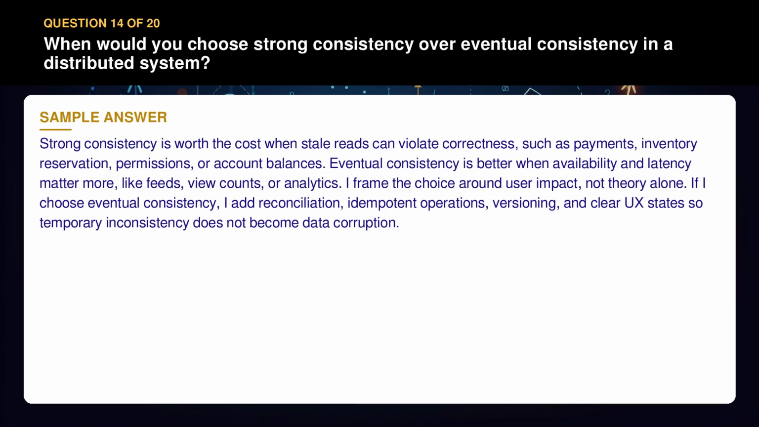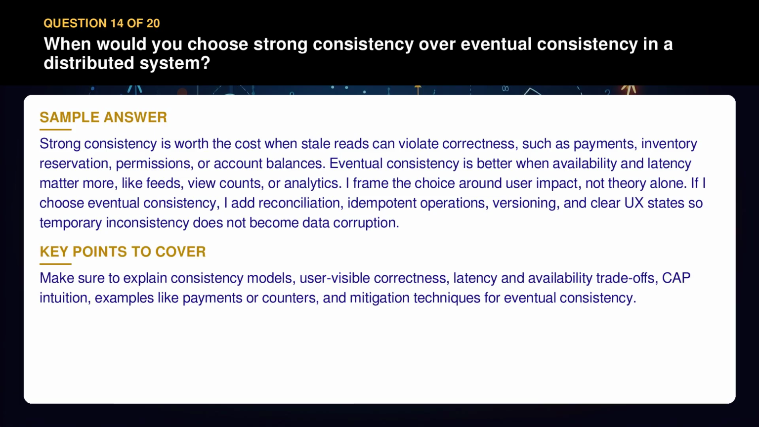I frame the choice around user impact, not theory alone. If I choose eventual consistency, I add reconciliation, idempotent operations, versioning, and clear UX states so temporary inconsistency does not become data corruption. Make sure to explain consistency models, user-visible correctness, latency and availability trade-offs, CAP intuition, examples like payments or counters, and mitigation techniques for eventual consistency.